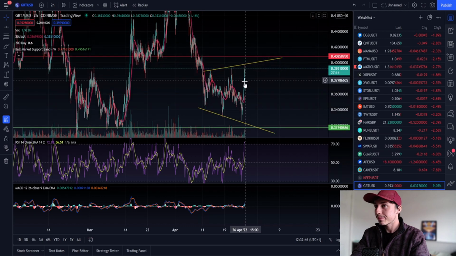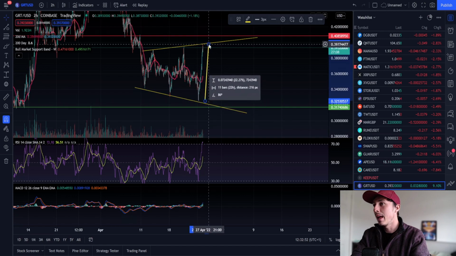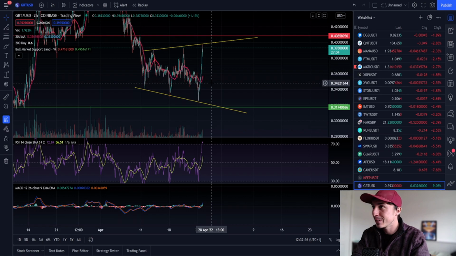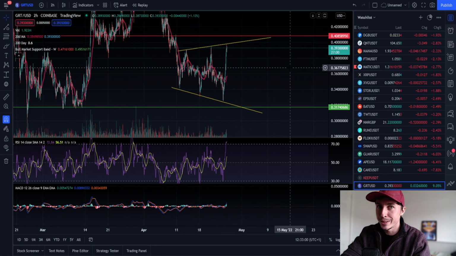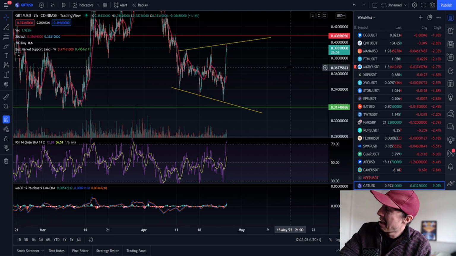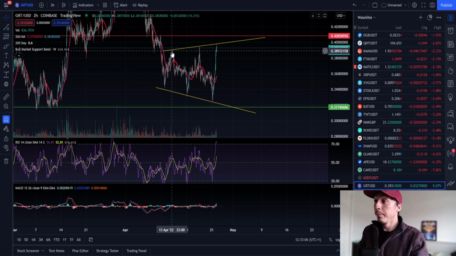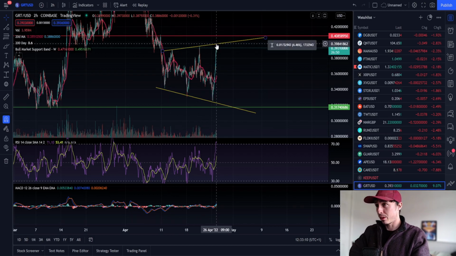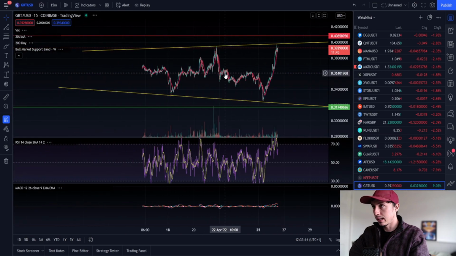We can see we've had a very nice pump today, and when we take a look at this particular pump, we are up 22% over the last 20 hours or so. And what we have is this broadening consolidation pattern. What we can see is we have the support at the bottom here. We have the resistance at the top, resistance being $0.39. So we might potentially actually bull flag at this particular level.